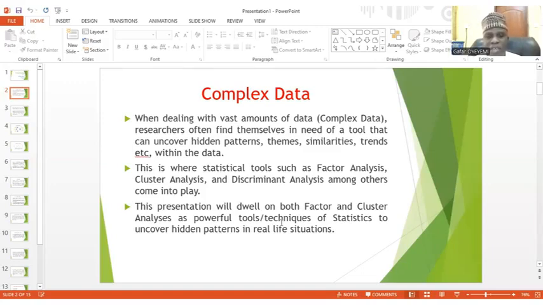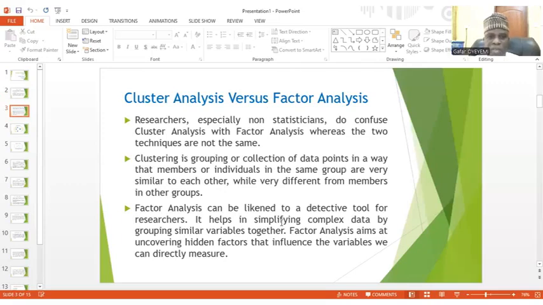And this is where statistical tools such as factor analysis, cluster analysis, discriminant analysis, among others, come into play. We call them multivariate techniques. This presentation will dwell on just two of them, factor analysis and cluster analysis. They are both powerful techniques of statistics that are normally used in uncovering hidden patterns in complex data. Cluster analysis and factor analysis.